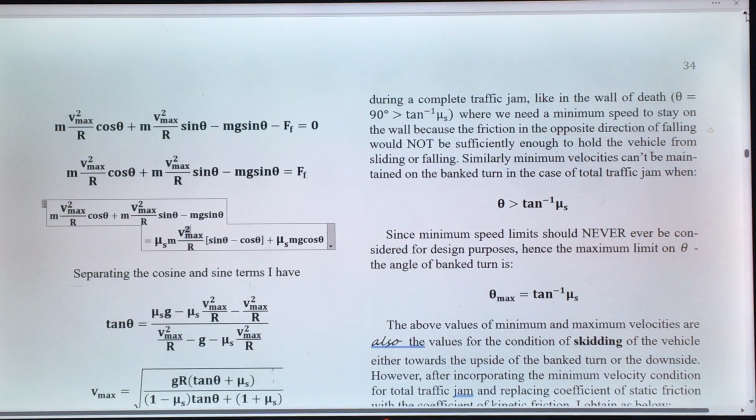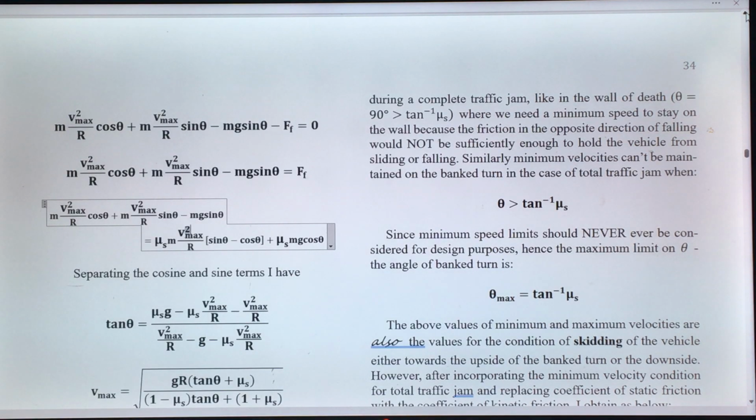During a complete traffic jam, like the wall of death, theta is equal to 90 degrees, greater than tan inverse mu s, where we need a minimum speed to stay on the wall because the friction in the opposite direction of falling would not be sufficient to hold the vehicle from sliding or falling. You got it? Okay, good. Similarly, minimum velocities can't be maintained on the bank turn in the case of total traffic jam when theta is greater than tan inverse mu s.